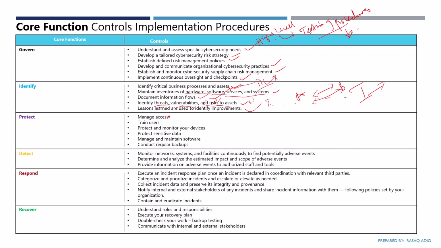Under protect, we talk about manage access, and that is where you are talking about access control management, right? Who has privileged access to your system, and who are the external users that are granted privileged access? Do you monitor how they carry out activities in your environment, to curtail whatever they are doing that might impact your environment? Train users: every user using that system needs to be trained so that they know what needs to be done from that end.